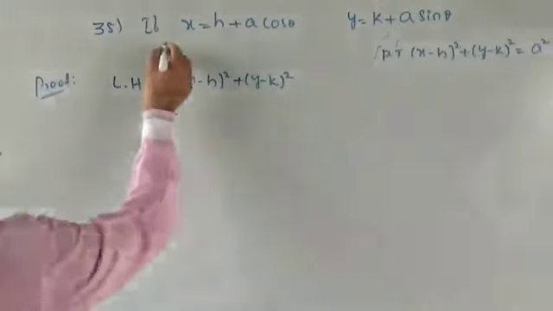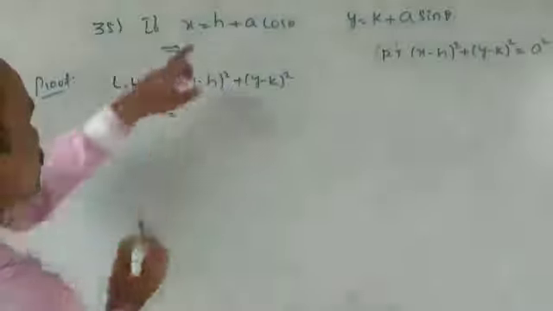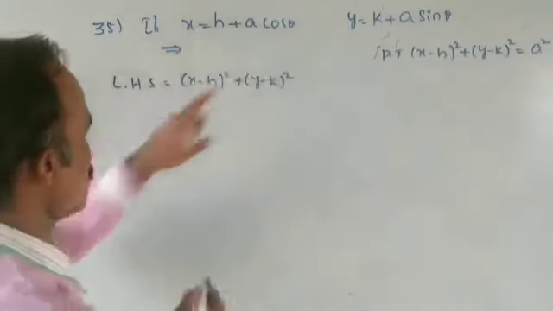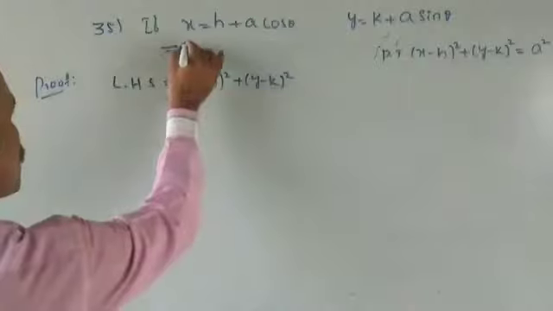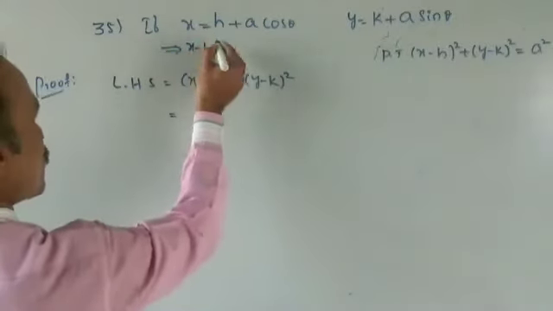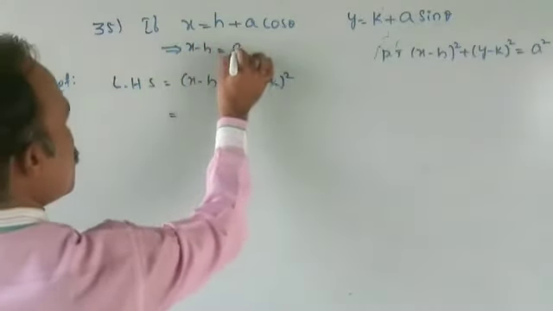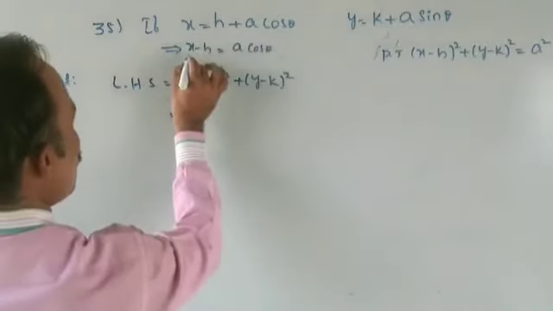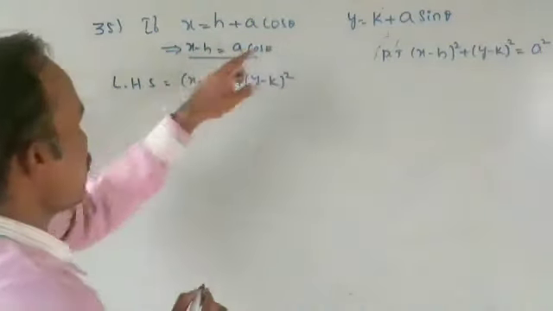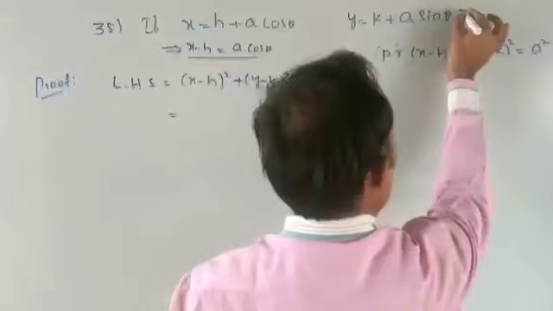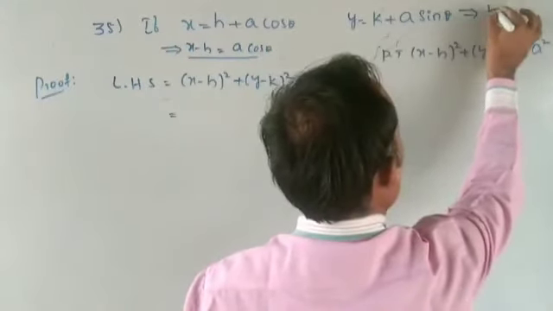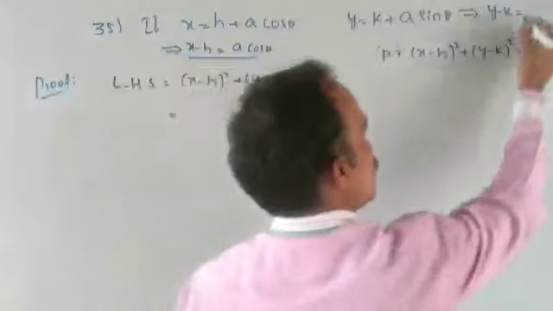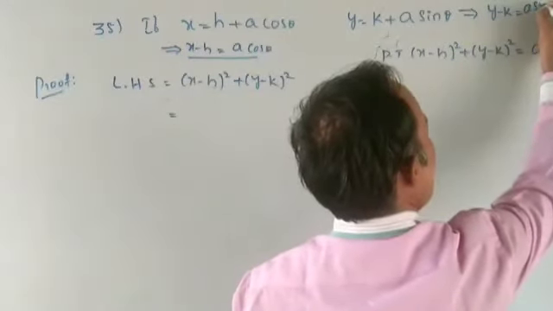So can you find, by using the given condition x is equal to h plus a cos theta, the value of x minus h very easily? X minus h is equal to a into cos theta. Just you replace h here. So what is the value of x minus h? A into cos theta. Similarly, from this term find the value of y minus k. So what is the value of y minus k? A into sin theta.